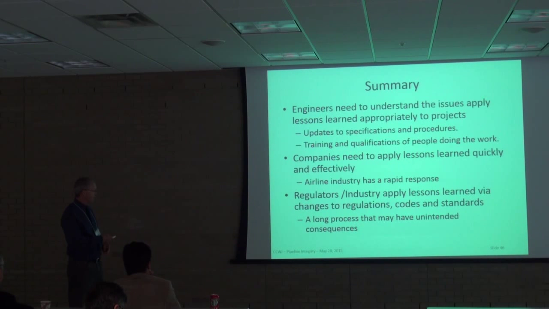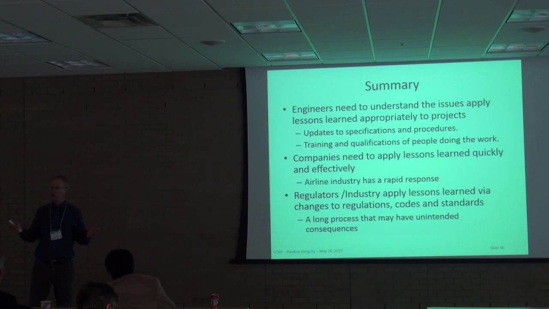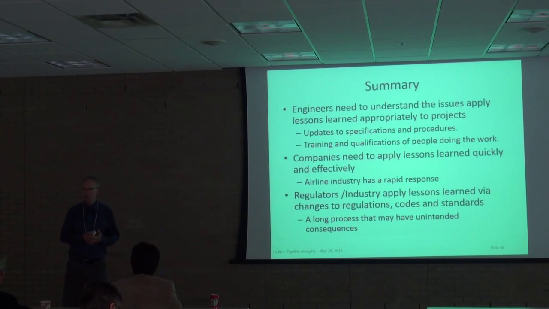And the other thing is that eventually regulators and industry apply lessons learned by changes to codes and standards. But this is a very long process. Sometimes it has unintended consequences. Sometimes when you put things in codes as a result of failures, it causes a lot of problems in the industry. That's what happens in the pipeline industry in the US. The US regulator, PHMSA, has gotten very prescriptive, which is very difficult sometimes. It costs companies enormous amounts of money, perhaps unnecessarily. But they do it because of some of these failures that occur because of neglect.